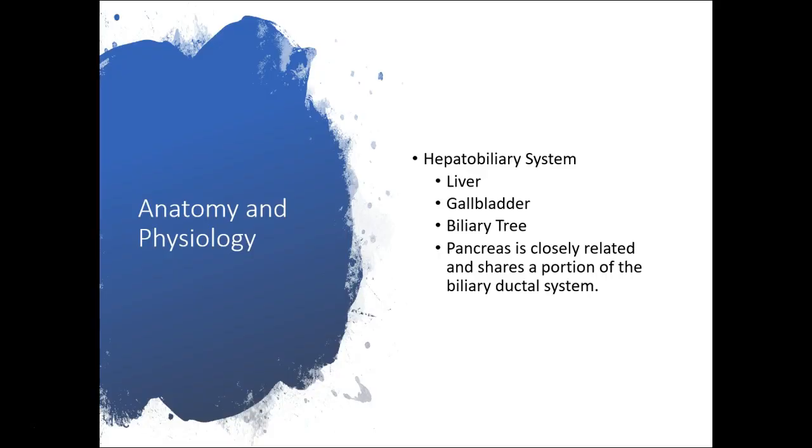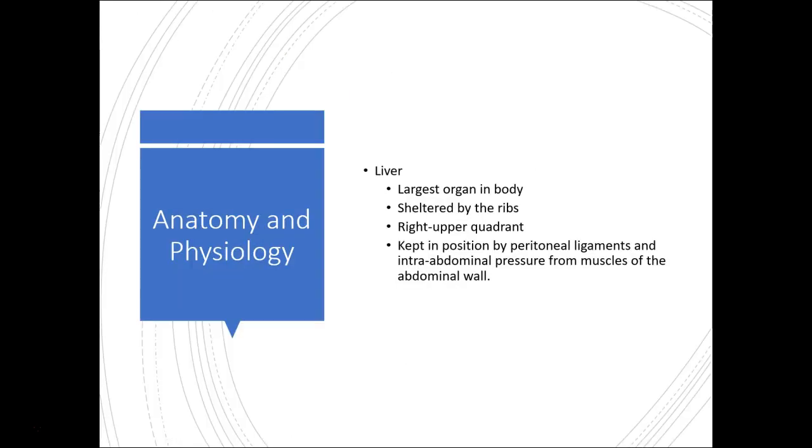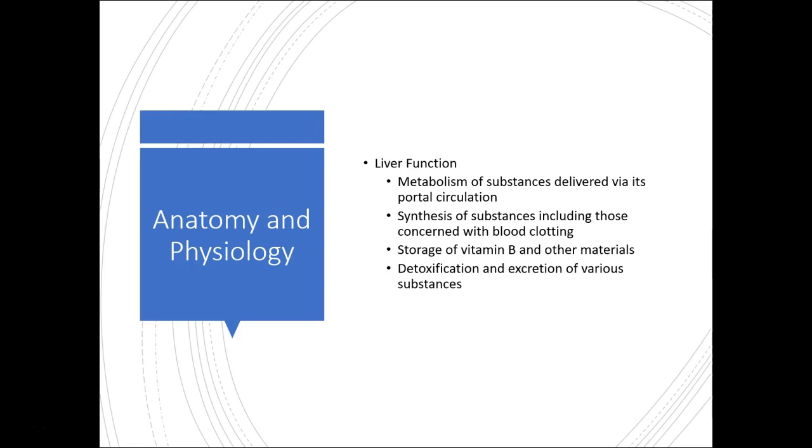So the hepatobiliary system includes the liver, gallbladder, biliary tree. Pancreas is closely related and shares a portion of the biliary ductal system. So the liver is the largest organ in the body. It's sheltered by the ribs. It's in the right upper quadrant. It's kept in position by peritoneal ligaments and intra-abdominal pressure from the muscles of the abdominal wall.